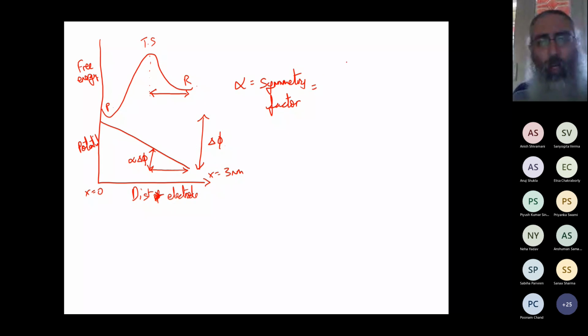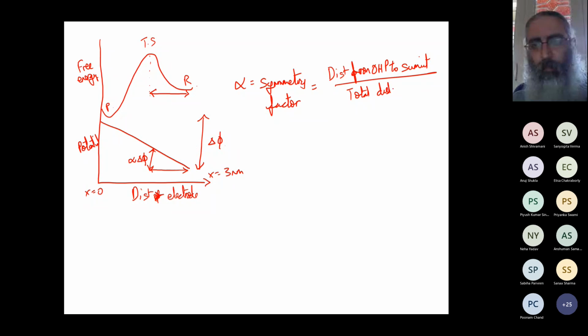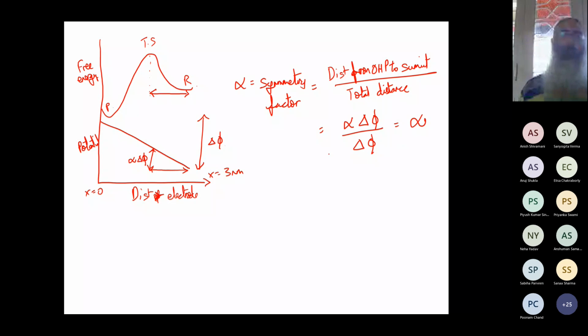So then what am I saying? I'm saying that the distance from OHP to summit divided by total distance. That means for the distance from OHP to summit, what is the potential energy profile that I've used up? I have used up alpha delta phi. And for the total distance, you have a potential drop of delta phi. So the ratio is nothing but alpha. This is how the symmetry factor is defined.